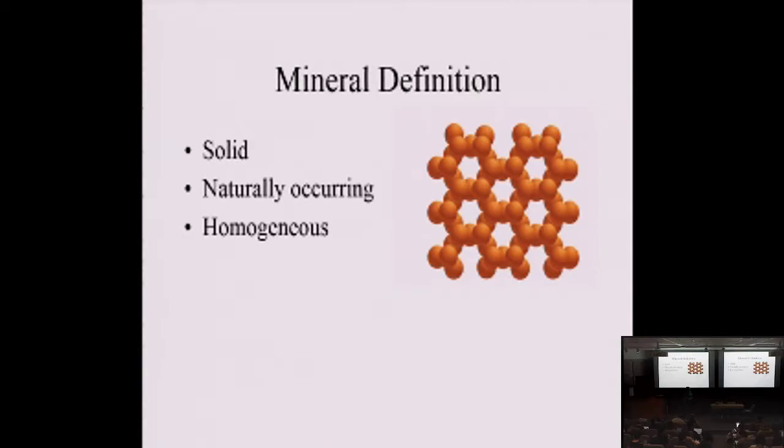Next part of the definition is it has to be homogeneous. Homo means the same, genus, made of, so it's the same throughout. Now we'll see how there will be slight variations in the chemistry of a mineral, but by and large, it has to be the same everywhere you go in the microscopic scale within that sample. It's the same. There are no variations in the mineral.